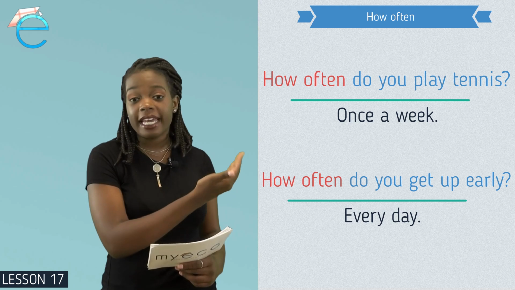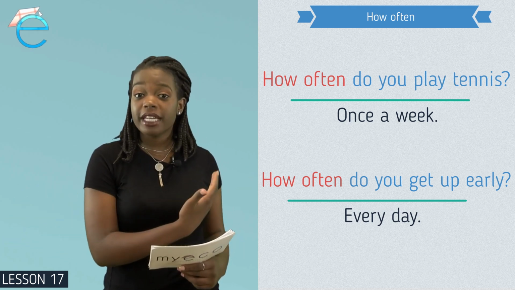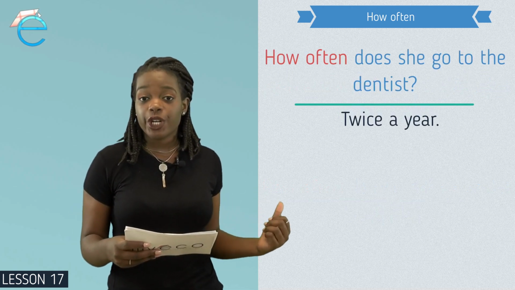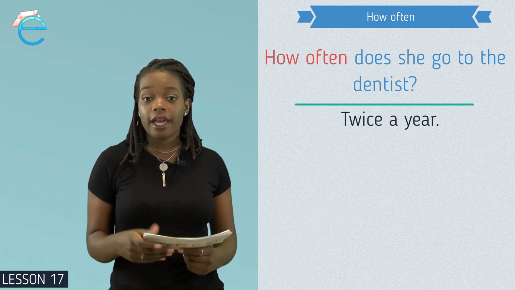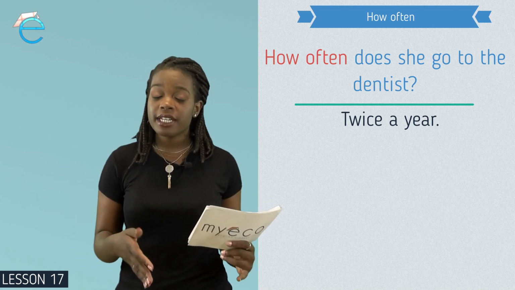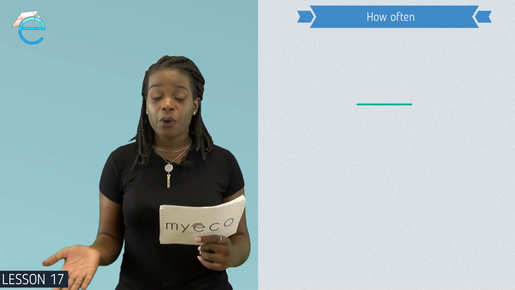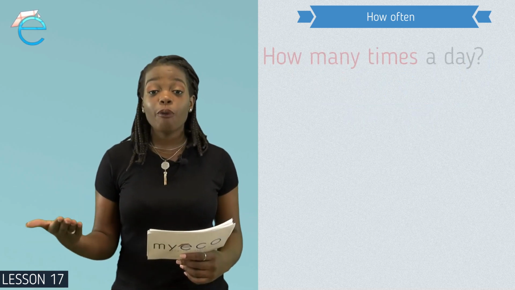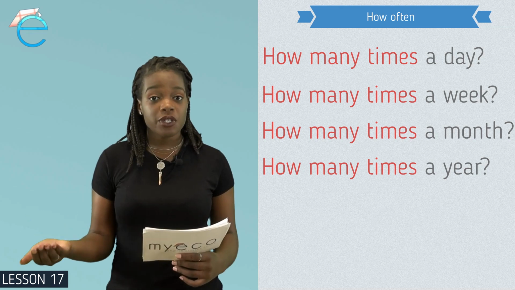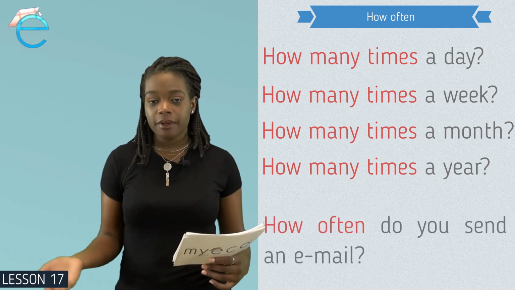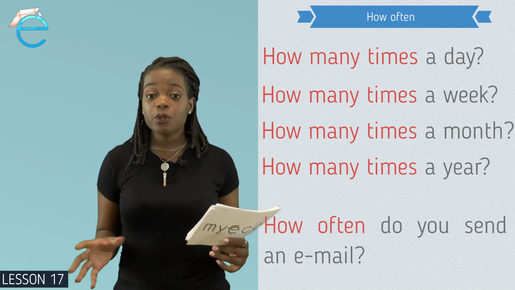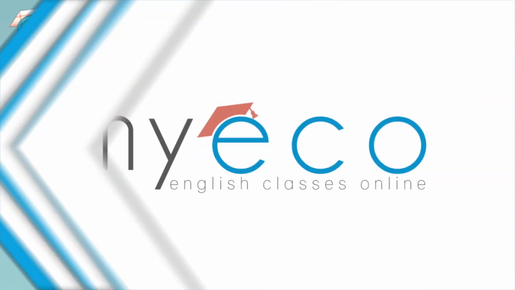What we can see here is we're constantly being given the frequency of the action. So how many times am I getting up early? Every single day. How many times am I playing tennis? Once a week. Our last example, how often does she go to the dentist? Twice a year. Now, as I've already been using, we can often switch places between how often and how many times. So, for example, I can say, how many times a day, a week, or a month do you send an email? I could also say, how often do you send an email? This means how many times and how often are interchangeable, which means we can use them in the same places.